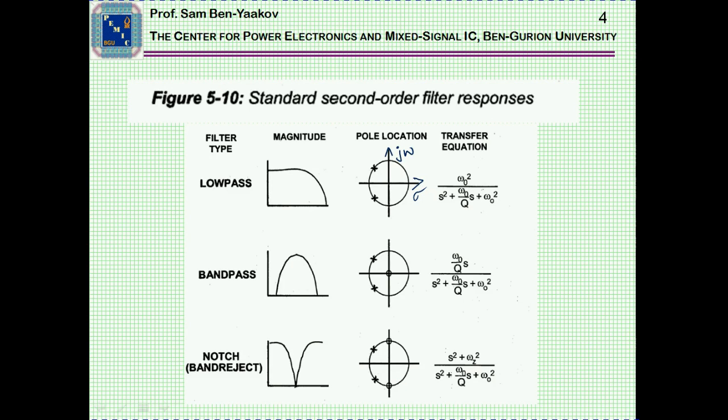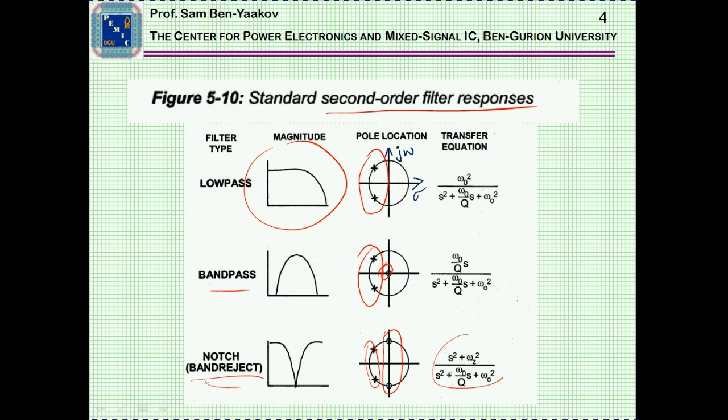Here are some examples of second order filter responses. For example, a low pass second order will include two complex poles. A band pass will include two complex poles plus a zero at the origin. A notch or band reject will include two complex poles plus two zeros. Here is the transfer function.